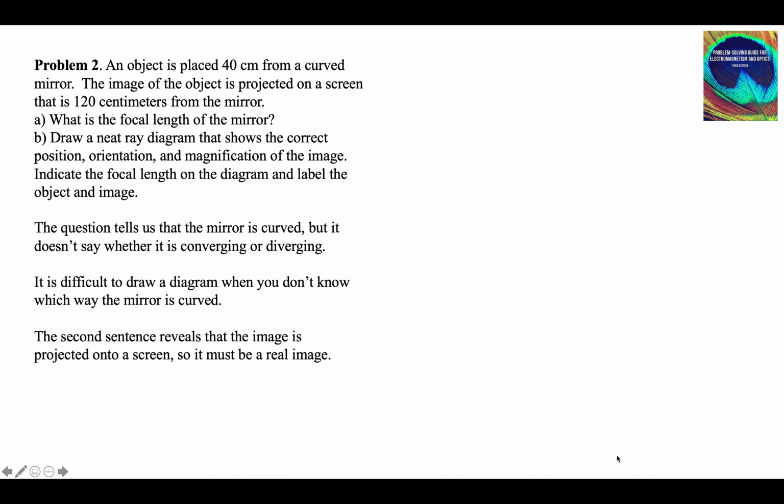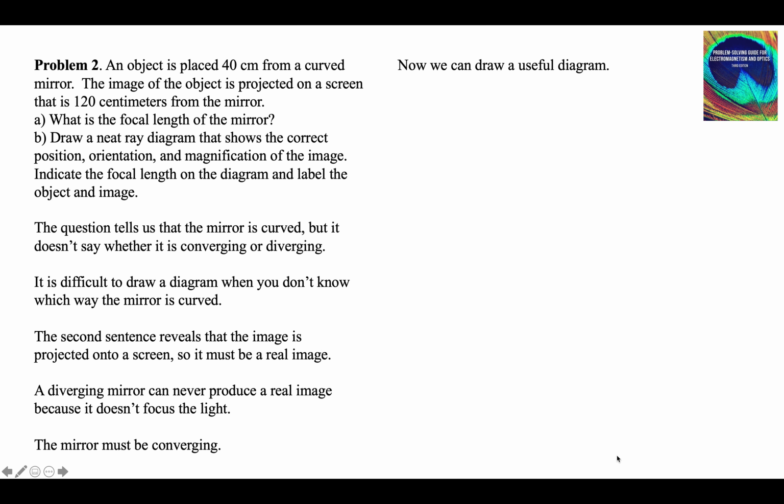The second sentence reveals the image is projected onto a screen. It must be a real image. Diverging mirrors can never produce a real image because a diverging mirror doesn't focus the light. The mirror must be converging. Now we can start and draw a diagram.